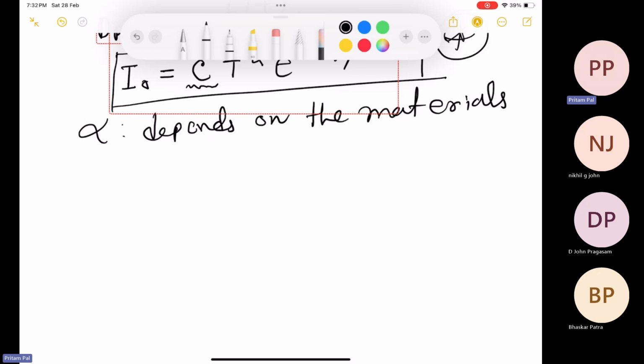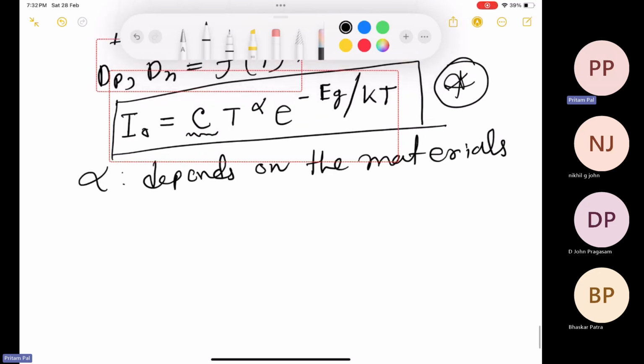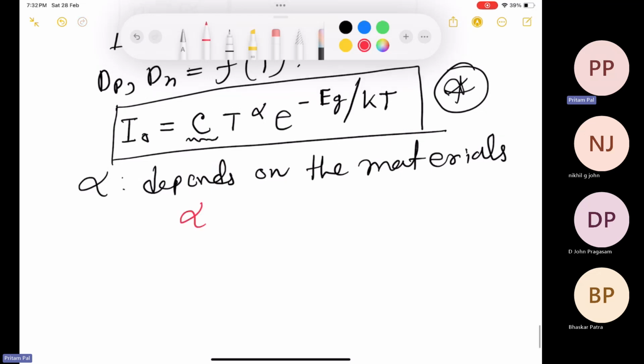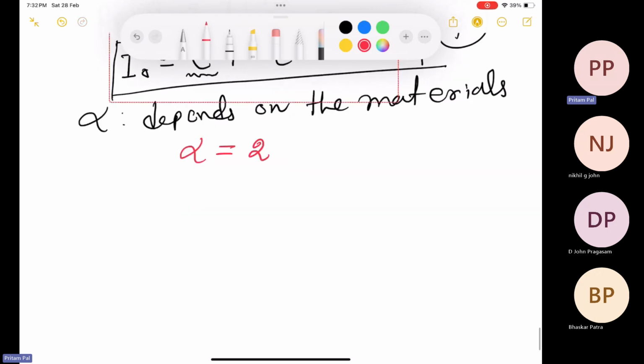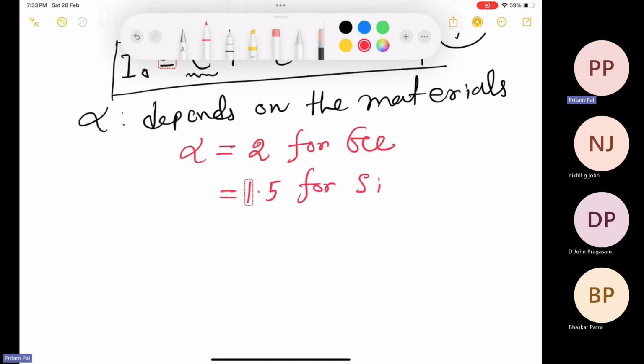So I was talking about the temperature dependence of this reverse saturation current. Alpha actually depends on the material. So what will be the exponent value? Particularly, alpha will be 2 for germanium and alpha will be 0.5 for silicon.